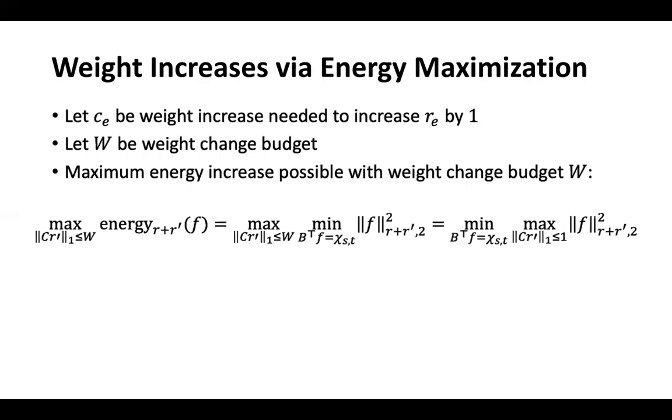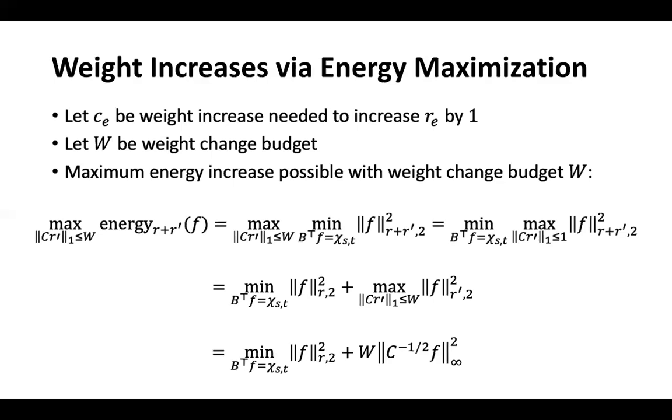Writing the electric energy as the min over all ST flows of the 2 norm, we can apply Sion's minimax theorem to flip the max and the min. Next, we just compute the inner max, and we get the following problem. An undirected flow problem out of the energy maximization framework. And the problem is, you want to minimize over ST flows of some 2 norm plus some infinity norm. So if we solve the undirected flow problem, we can solve the energy maximization problem and then get good weight changes intuitively.